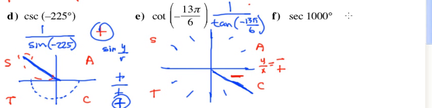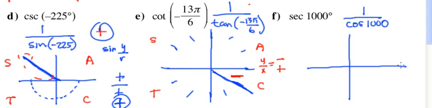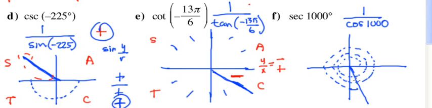And 1,000, good times. Secant is 1 over cosine. So what they're asking for is 1 over the cosine of 1,000 degrees. Okay, off we go. 90, 180, 270, 360, 450, 540, 630, 720, 810, 900, 990, and then 10 more degrees puts us right here. So we are in quadrant 4 in the bottom right.